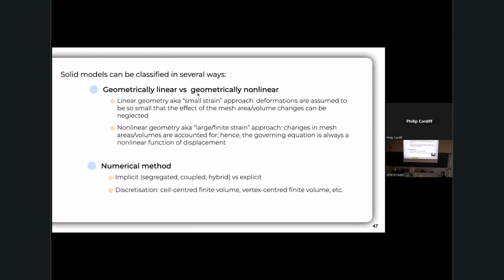But in general, solid mechanics equations are nonlinear. Even if it's elastic, they're nonlinear, because when you apply a small force, the geometry changes. So if you're integrating over a cell, the area is a function of displacement. So if your stress is a function of displacement and the area is a function of displacement, even if the stress is a linear function, the whole thing's nonlinear. So that's what geometrically nonlinear approaches are. They're called large strain approaches or finite strain approaches as well.